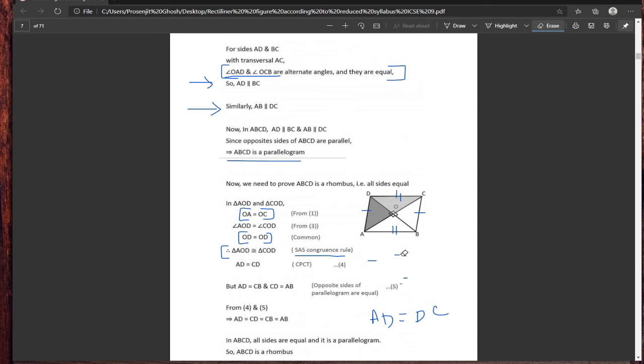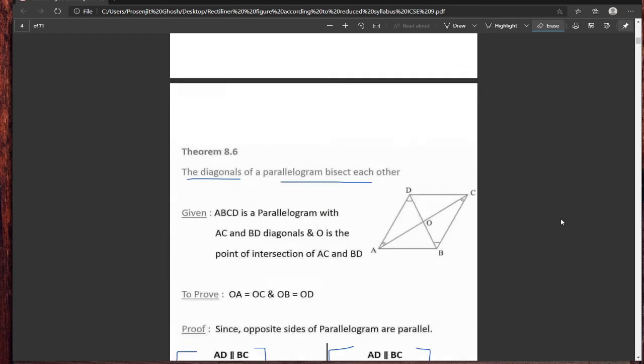That means we can say this kind of special parallelogram is nothing but a rhombus, where all the sides of that parallelogram should be equal. That is the main reason behind it. Remember that. So this one is completed.